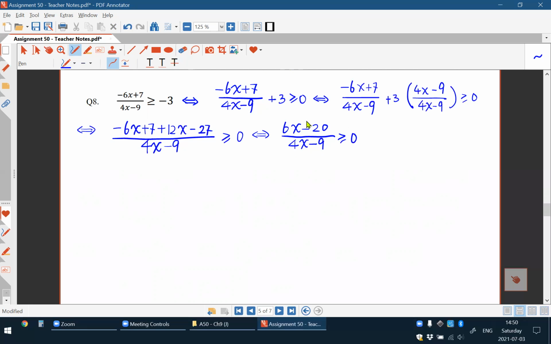And we can divide both sides by 2 to further simplify this, because 2 is a positive number, so we don't change the direction of the inequality symbol here. This is equivalent to 3x minus 10 over 4x minus 9 greater than or equal to 0, right? Okay, now we have a ratio that can be greater than or equal to 0. So this is equivalent to, first of all, the ratio here can be 0, or it can also be greater than 0.